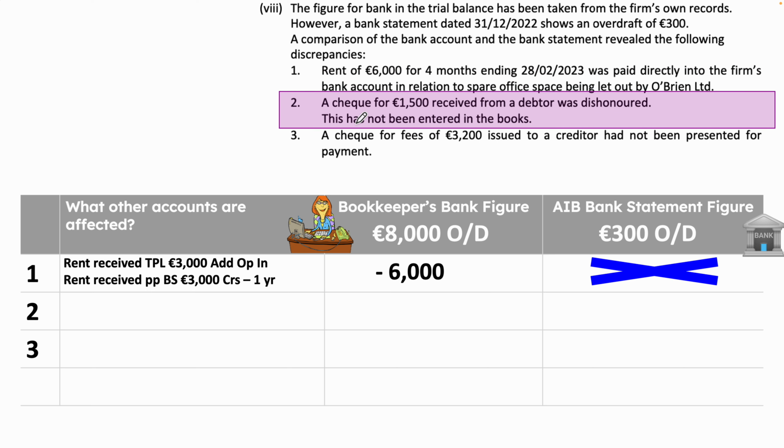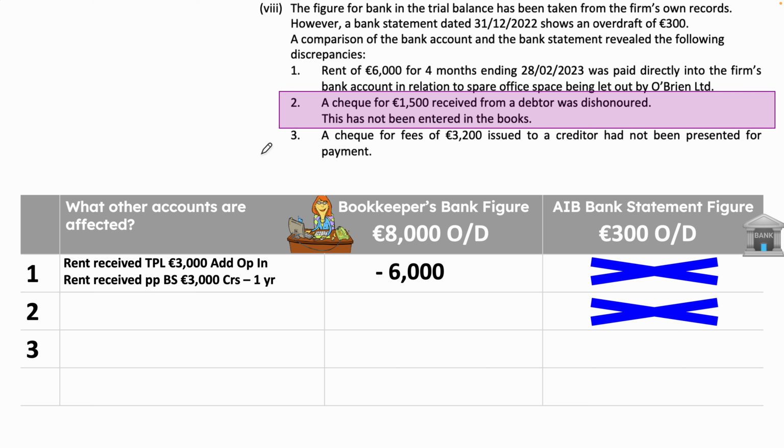Number 2, a cheque for $1,500 received from a debtor was dishonoured. This has not been entered in the books. So if a cheque was dishonoured, basically the bank told you, look, this has been dishonoured. So the bank knows all about it, AIB knows all about it, and so we won't do anything to their account there.